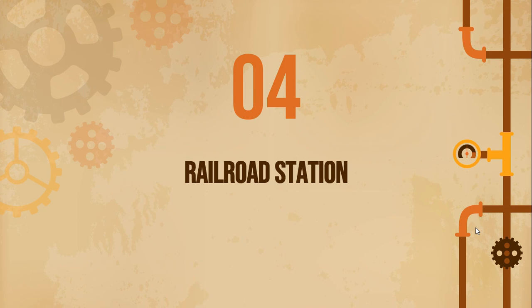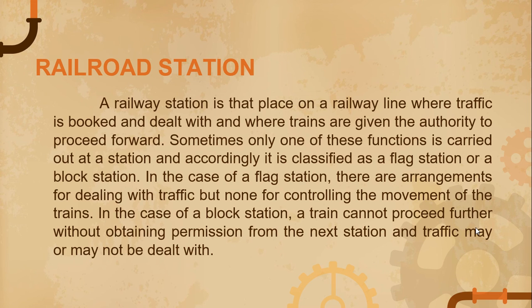Let's move on to railroad station. A railway station is a place on a railway line where traffic is booked and dealt with, and where trains are given the authority to proceed forward. Sometimes only one of these functions is carried out at a station, and accordingly it is classified as a flag station or a block station.